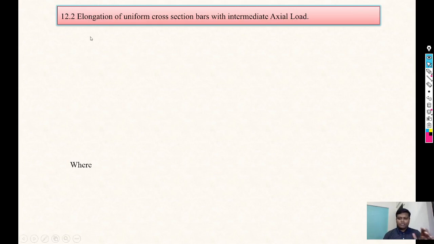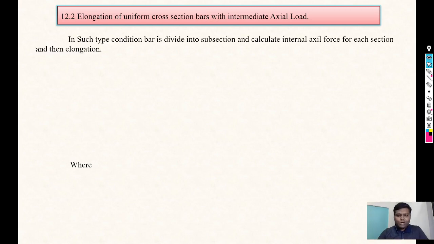Now comes the main point, that is 12.2, the numerical on the elongation of uniform cross section bars with the intermediate axial force. Before starting the numerical we will see some basic things which are required to solve it. The first thing is, in such a condition the bar is divided into subsections and we calculate the internal axial force for each section and then the elongation.